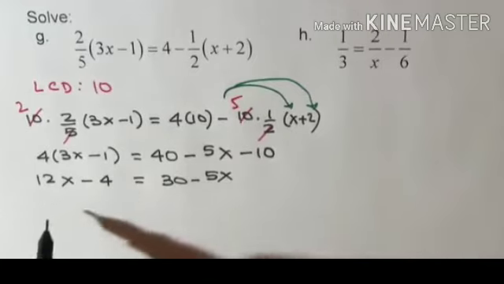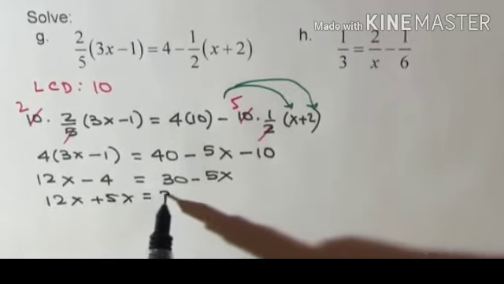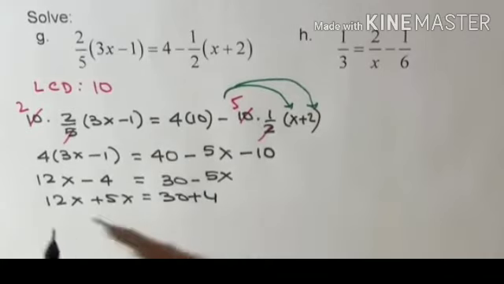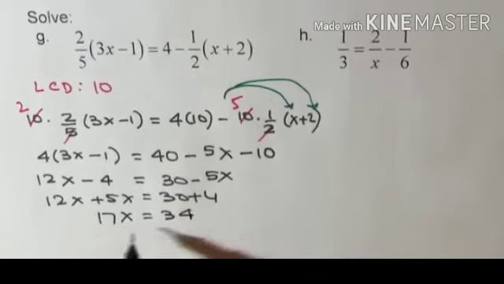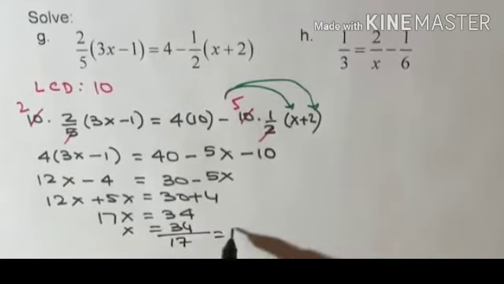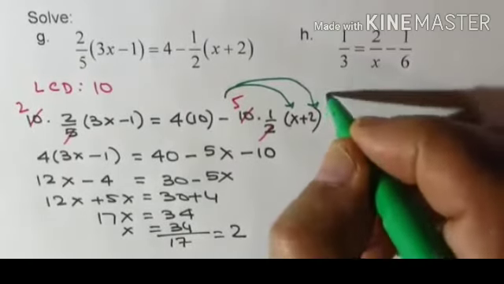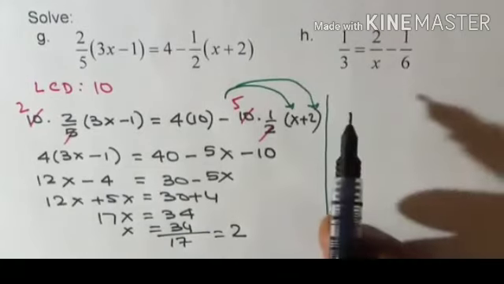Bring 5x to the left side. We get 12x plus 5x equals 30 plus 4. And that is 17x equals 34. Or x equals 34 over 17, which is 2. Perfect. So that is how you're going to solve it. Now, let's take the last example.